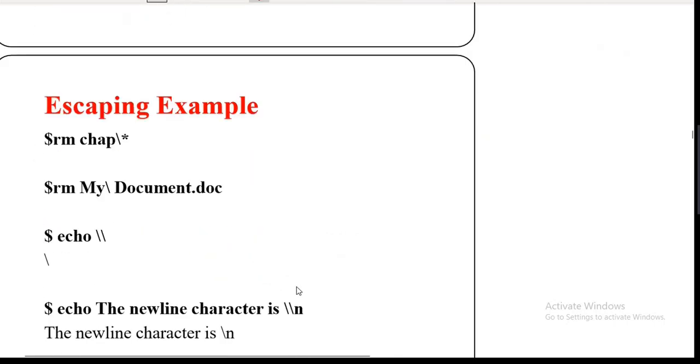Okay, so we'll take some examples with respect to that. This one, rm chap*, what exactly is it? We have taken this example, chapter, already. What is this? Remove files whose name starts with chap, followed by any number of characters. In case I don't want to remove the files that start with chap, then what you have to do? rm chap, with an escape character before the asterisk.